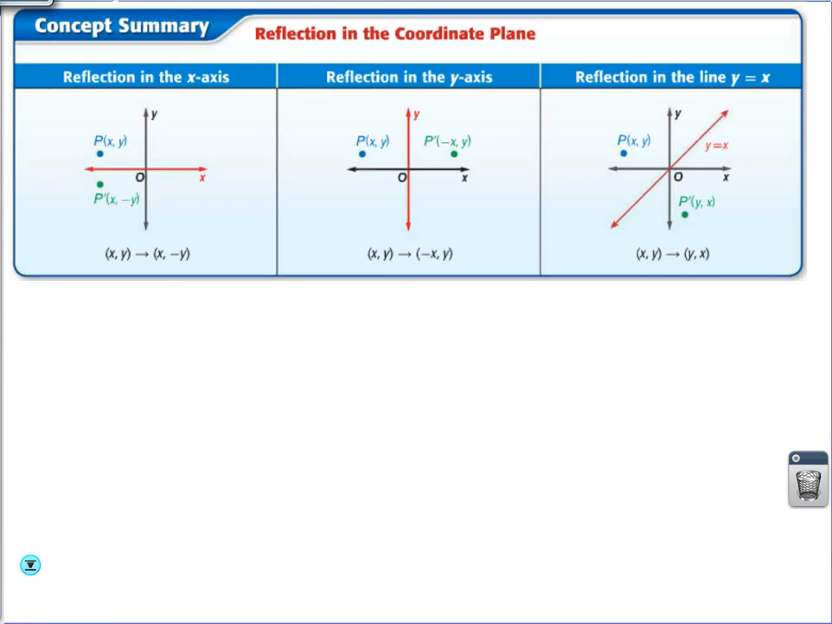So when we're dealing with reflections, there's our 3 rules. We've already written them down. Reflect across the x-axis, xy turns into x negative y. Across the y-axis, xy turns into negative x y. And reflection across the line y equals x, then xy turns into yx.